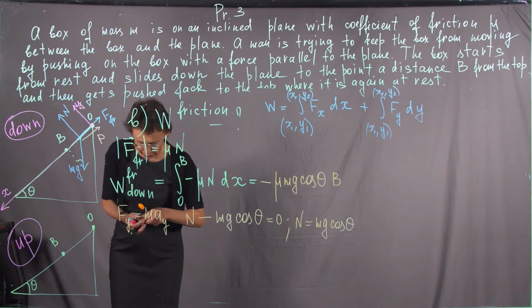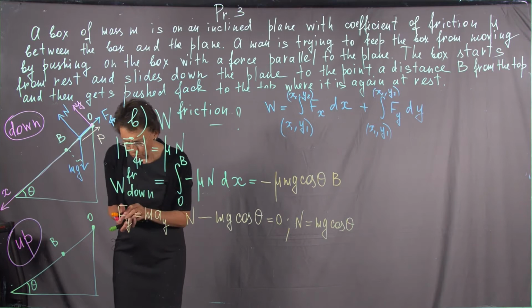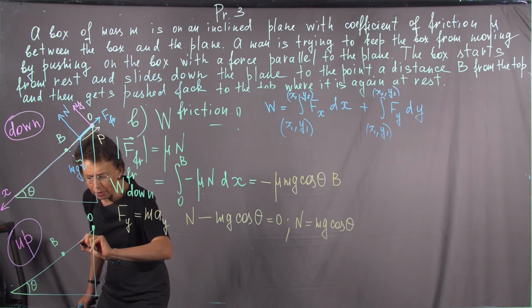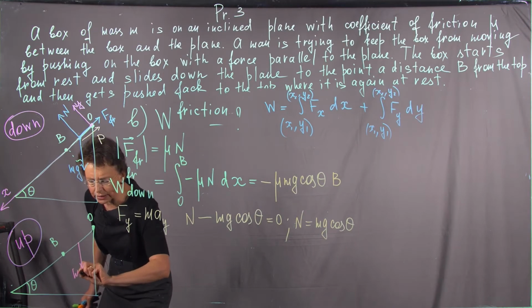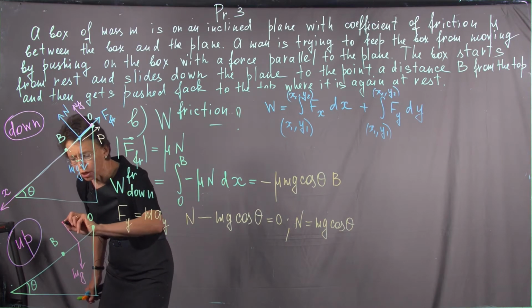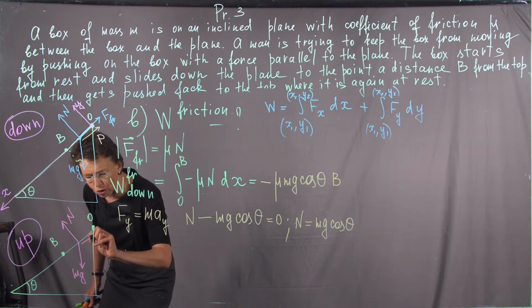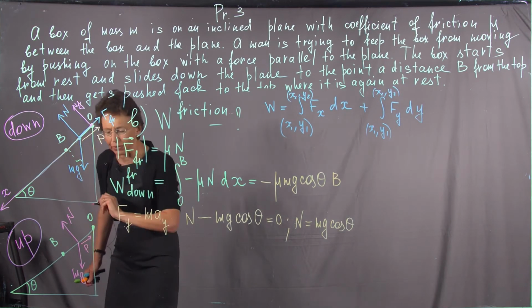Now let's find work done by friction on the way up. I will use different color. Work done by friction on the way up. Let's draw the free body diagram first. Gravity, no changes, of course. Normal force perpendicular to the inclined plane. Force P still in the same direction.